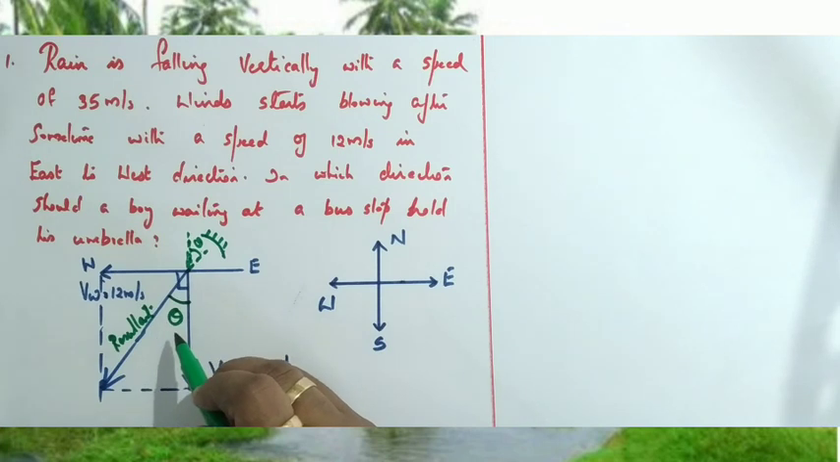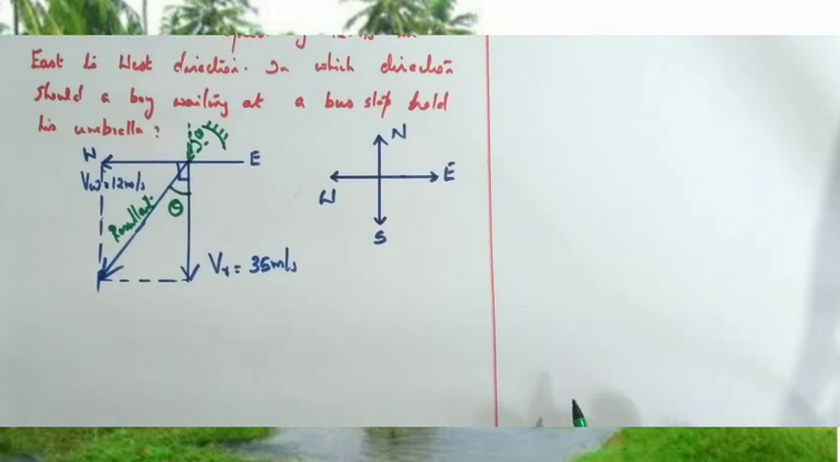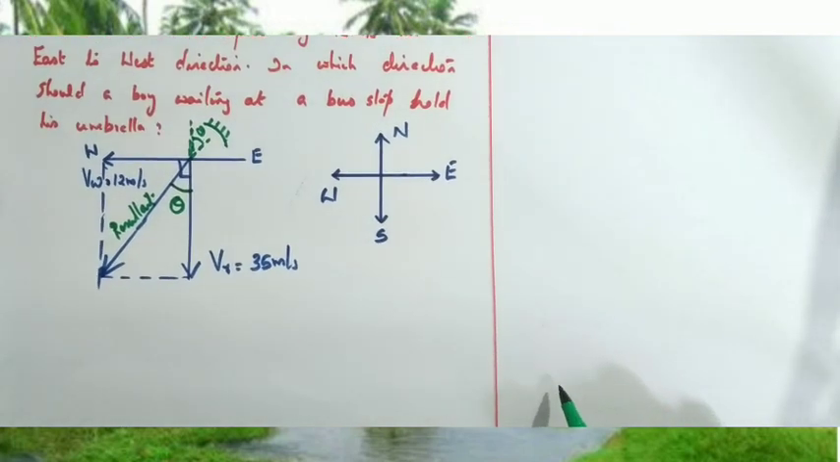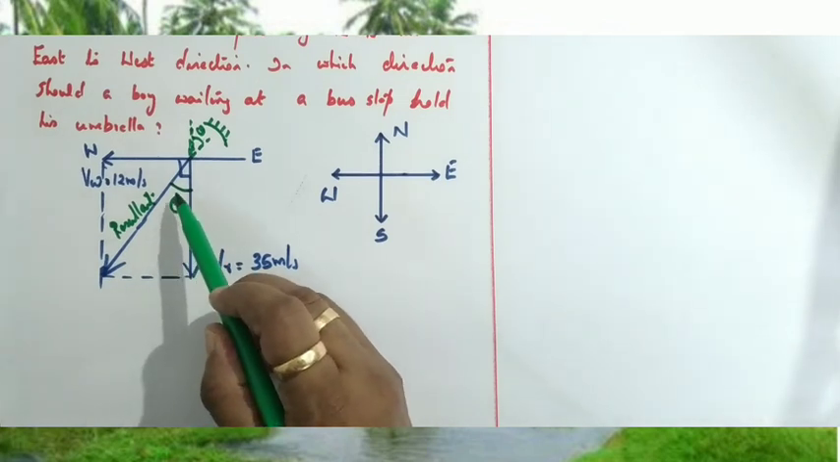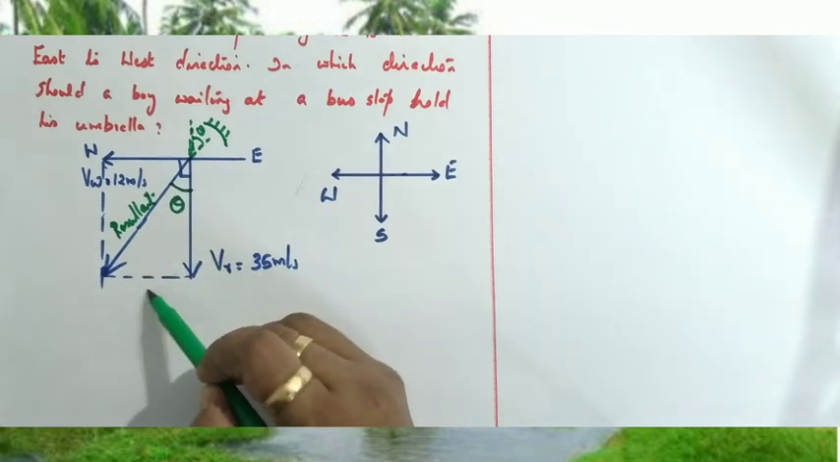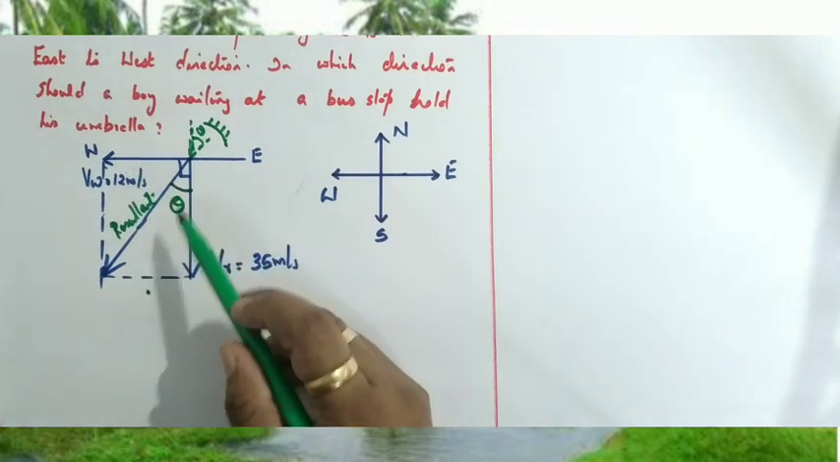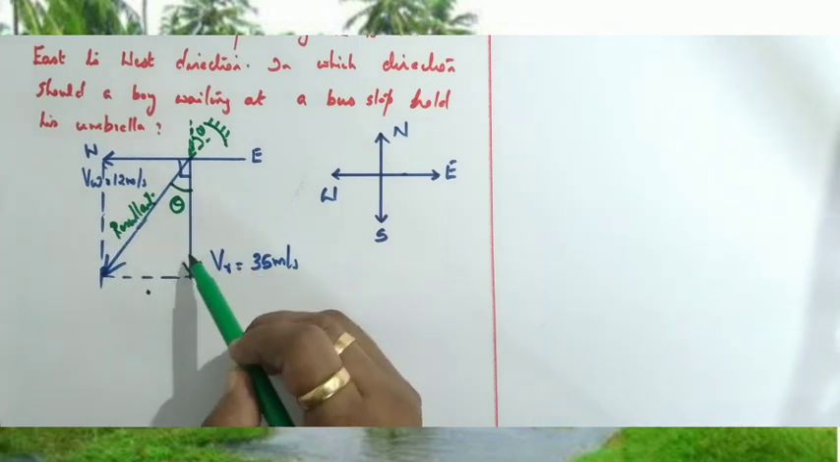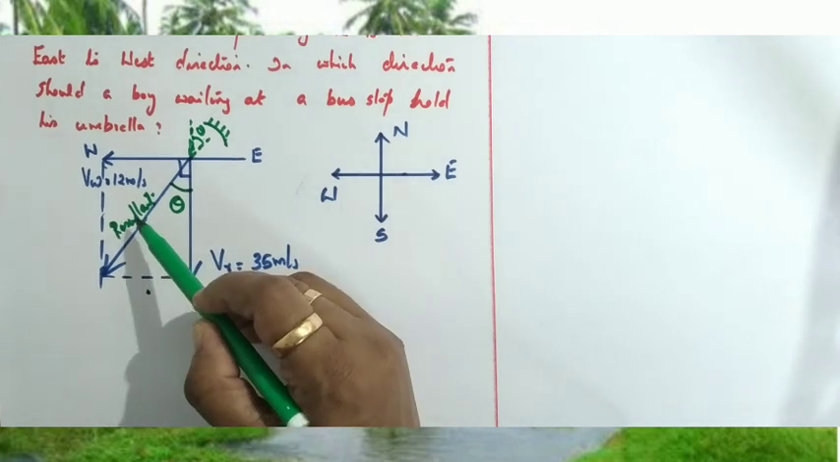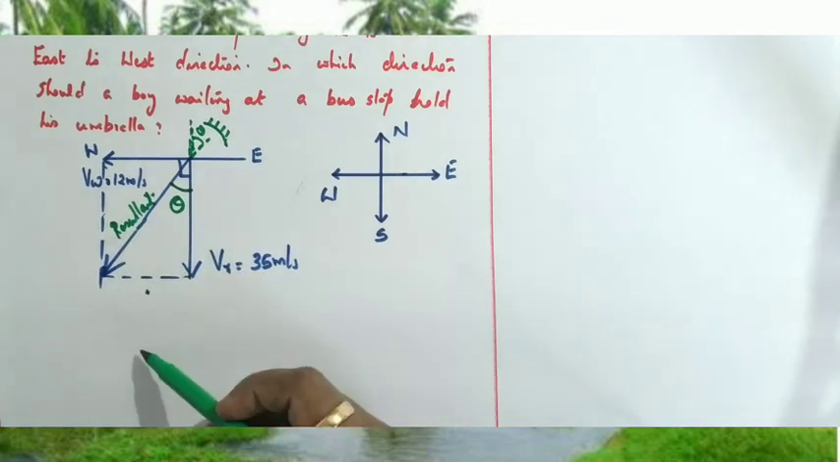So, how will you find the direction theta of the person holding the umbrella? We can take tan theta or sin theta or cos theta. Which trigonometric function can we take here? Let us take sin theta first. What is sin theta? Opposite side divided by hypotenuse. The opposite side is the velocity of the wind, 12 meter per second. What is the hypotenuse? This is the hypotenuse, opposite the 90 degree. So, if you find the resultant velocity, then we can take sin theta, no problem.